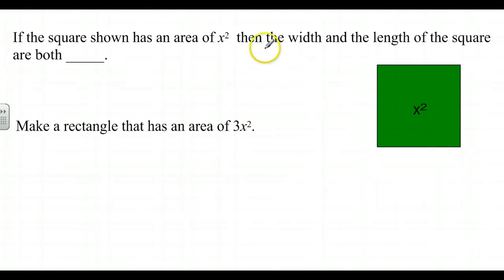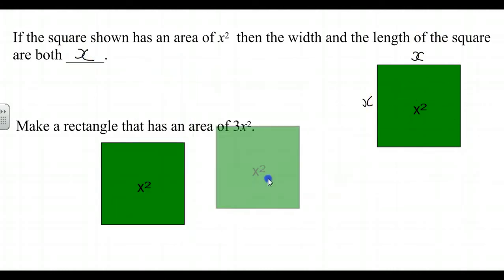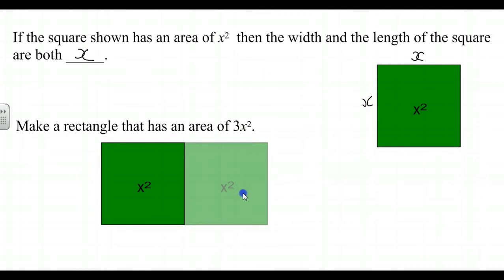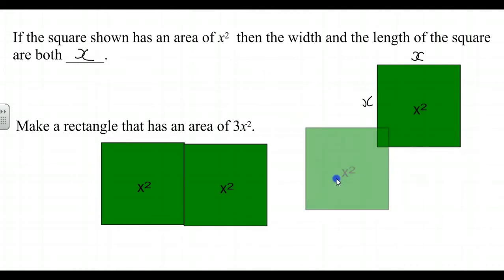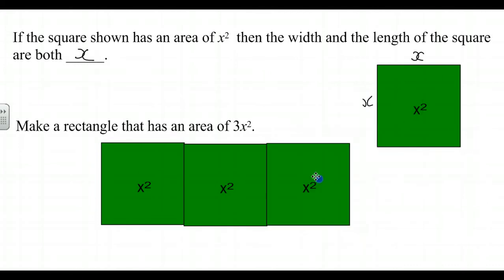If the square shown has an area of x squared, then the length and the width of the square, well, it's a square, so they've got to be the same, and they're both x. X times x gives you x squared. Make a rectangle that has an area of 3 of these. 1 of these, 2 of these, 3 of these.